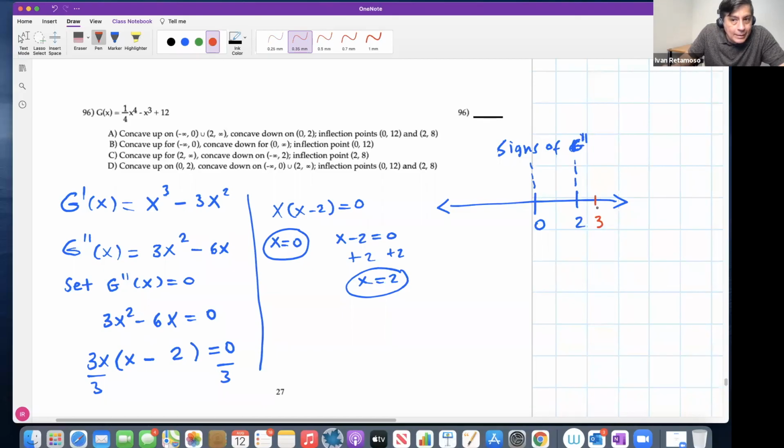For example, I take the number 3 here as a test point for this subinterval. And all I gotta do is the second derivative at 3, right? And the second derivative is this function. If you put this in there, this is gonna be 3 squared, 9. 9 times 3, 27. 27 minus 18 is a positive number, right?